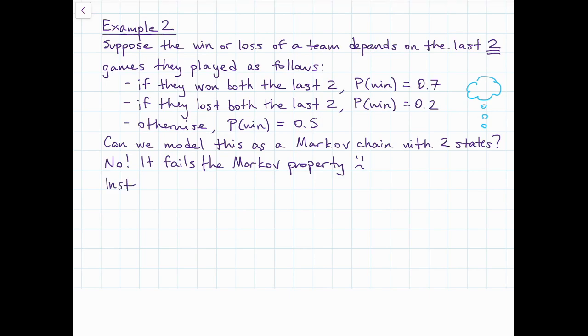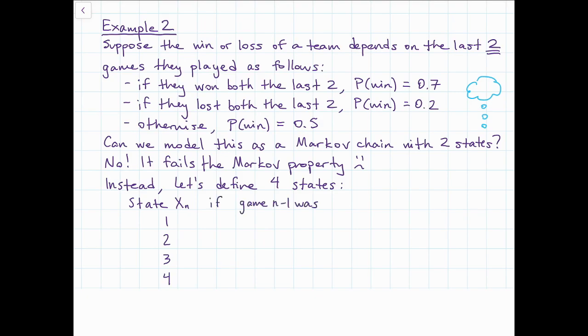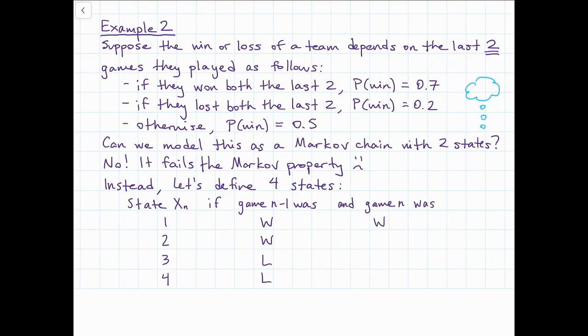Instead, we're going to define 4 states, 2 to the 2, as follows. We'll say that the process is in a particular state, 1, 2, 3, or 4, if the following holds. Thinking about the result on game n-1, it could be win or loss, and the result of game n could be win or loss. Just to be clear, we say the process is in state 1 at time n if game n-1 and game n were both wins. We say the process is in state 2 at time n if they won game n-1 and they lost the most recent game, etc.